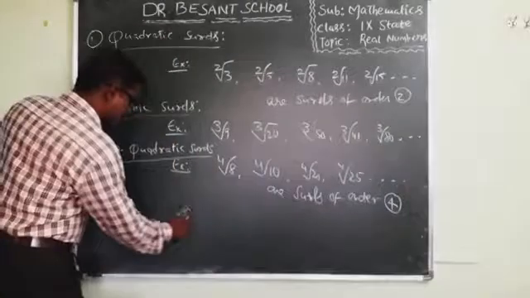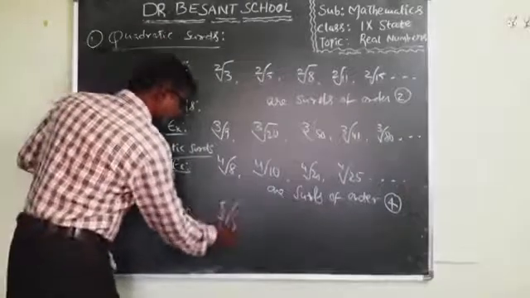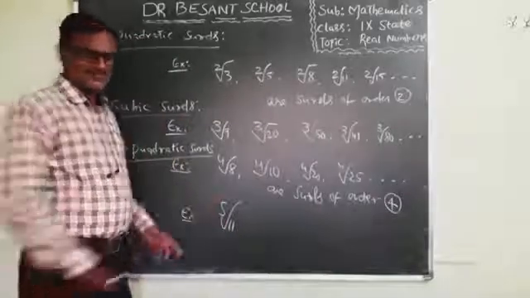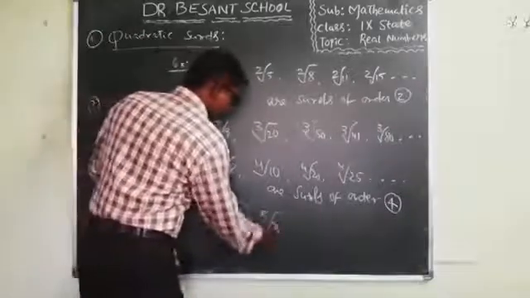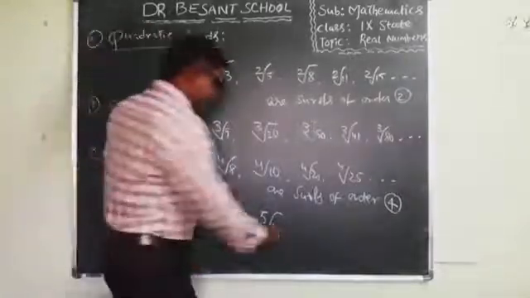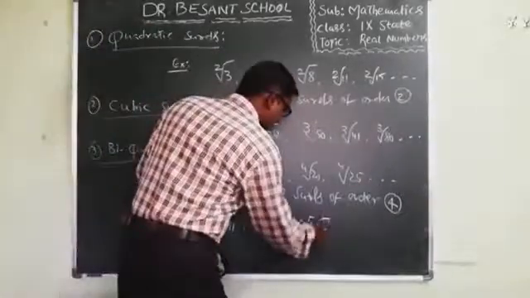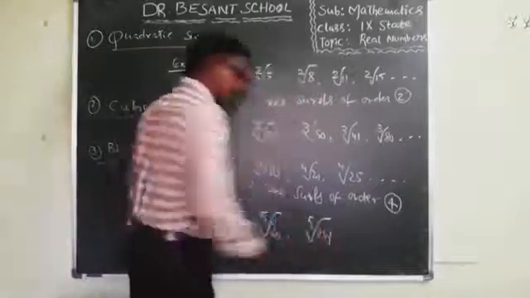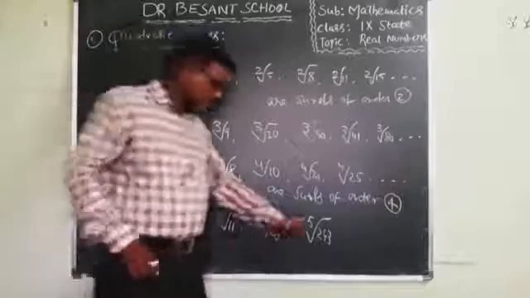Yes. Once you verify this one, fifth root of 11. So 11 cannot be written as the fifth power of some rational number. Again, fifth root of 20. 20 cannot be written as the fifth power of some rational number. Again, do not take fifth root of 243.